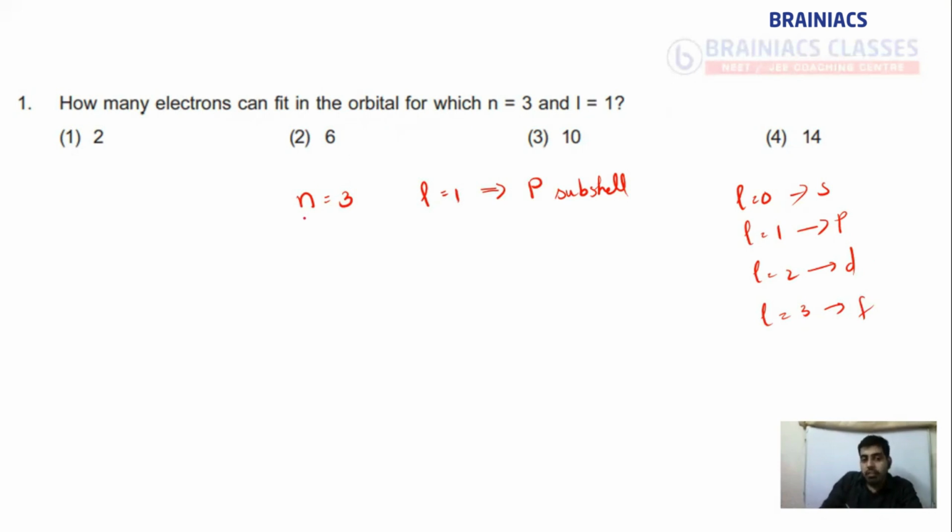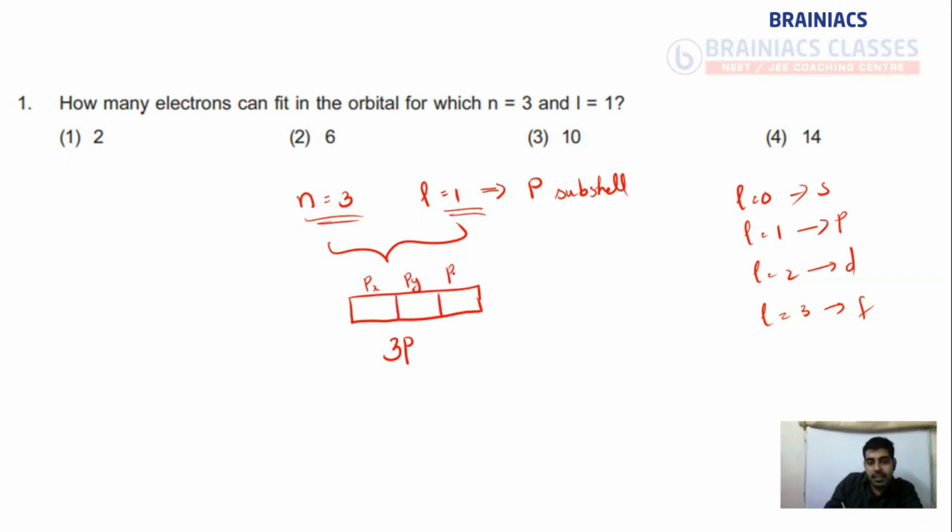So here the n value is 3 and the l value is 1. l equal to 1 means the p subshell, so the subshell is 3p. Now the 3p subshell contains 3 orbitals, px, py, and pz, and each orbital can accommodate 2 electrons. So the total number of electrons in the 3p subshell is 6 electrons.